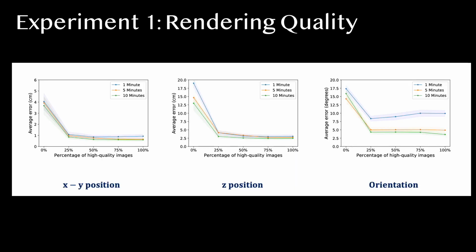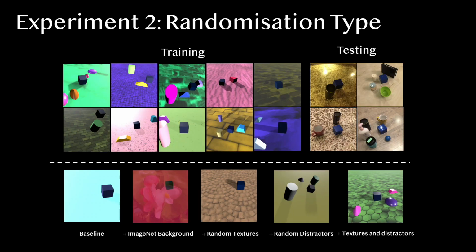To achieve this, we trained several models with fixed data collection times and varied the percentage of each type of images. From the graphs, we can see that the real-world test error dropped significantly after incorporating as minimum as 25% of high-quality images. For the second experiment, we evaluated the importance of both textures and distractors in the training images for models exposed to novel environments in the real world.